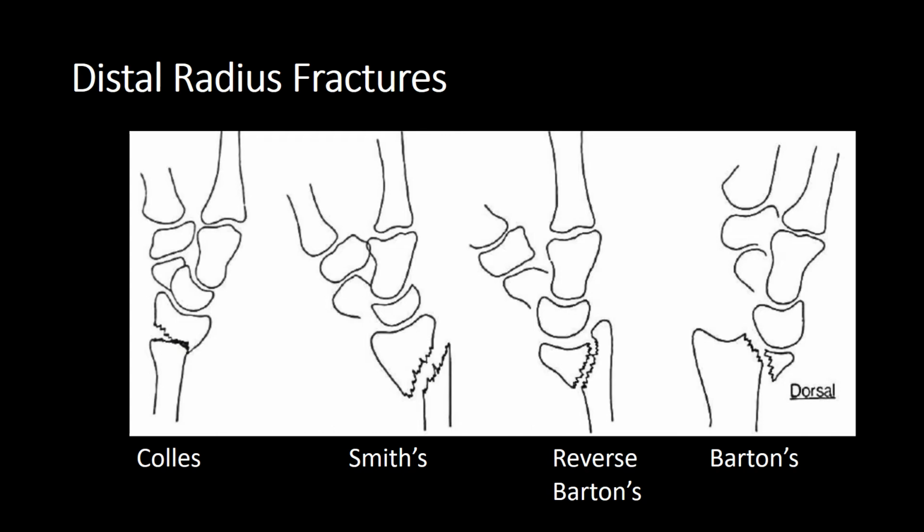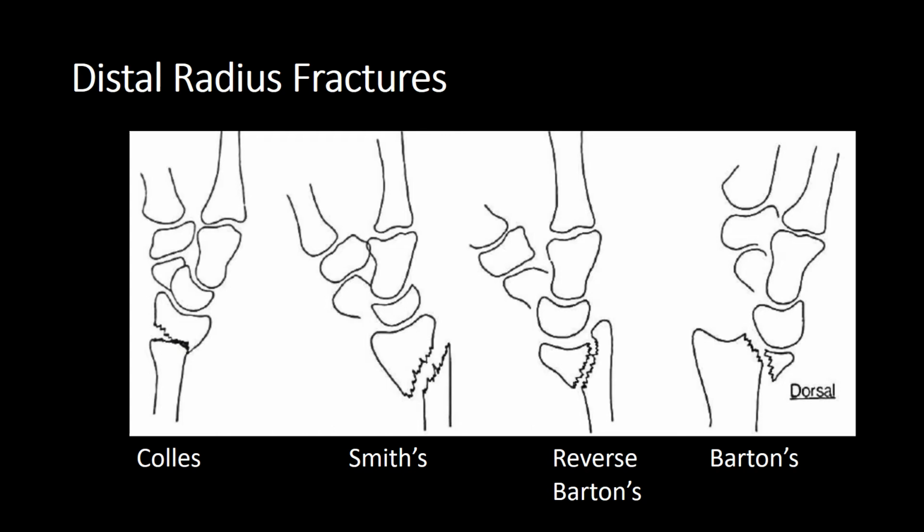Now, a reverse Barton's and a Barton's fracture, these are intra-articular fractures that involve the radiocarpal joint. So whilst your classical Colles and classical Smith's fracture do not involve the radiocarpal joint, the distal radioulnar joint may be affected, and if that's so, then that is still considered to be an intra-articular fracture. It's just that the intra-articular component is involving the distal radioulnar joint as opposed to the radiocarpal joint.